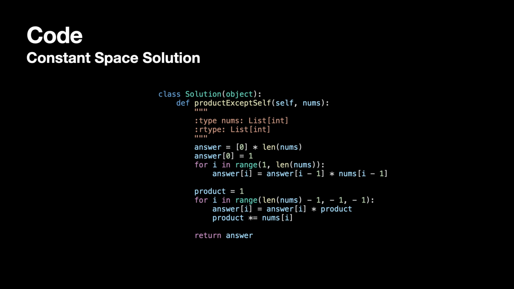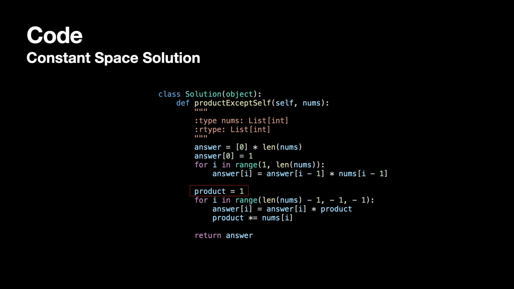Let's now see a Python code solution to this problem. We'll start by initializing our answer array and setting the first element to 1, as the first element of the input array has no elements to its left. Then, we'll start iterating the input array and calculate the left product for each element.